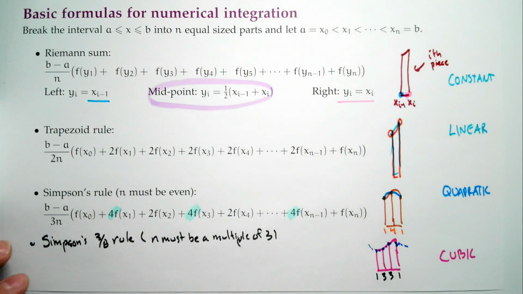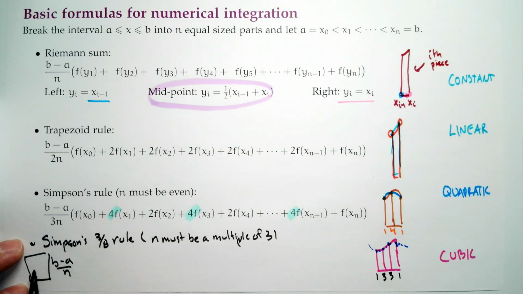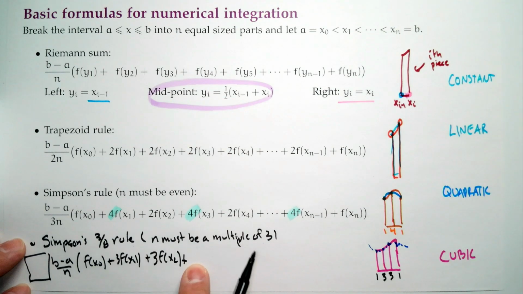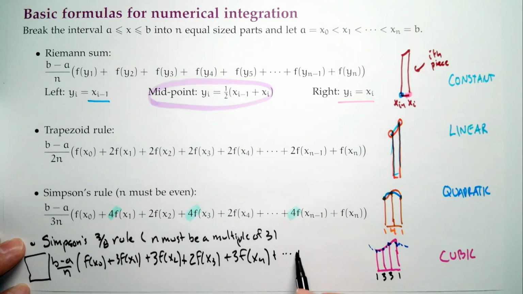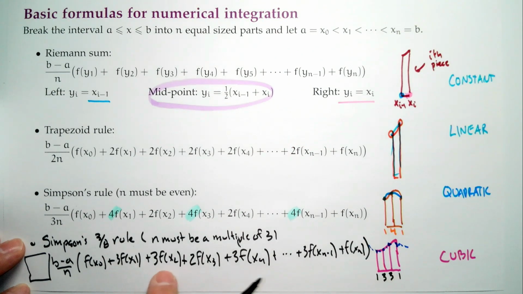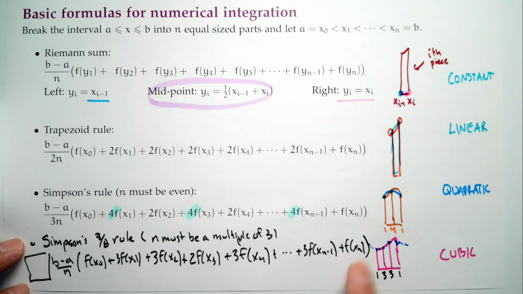So if you run it through, you get the following. You get your b minus a over n, and then there's going to be something that goes here. We'll talk about what goes here in a second. And then you get your 1, 3, 3, 1 pattern. So it will be f of x0 plus 3f of x1 plus 3f of x2 plus, now what comes next? The 2. Yes. And then it's back to 3 again, and so forth and so on up until the very end. So you end up getting a 1, 3, 3, 2, 3, 3, 2, 3, 3, 2, and so on, to the end, 3, 3, 1. All right. Now, what goes there?